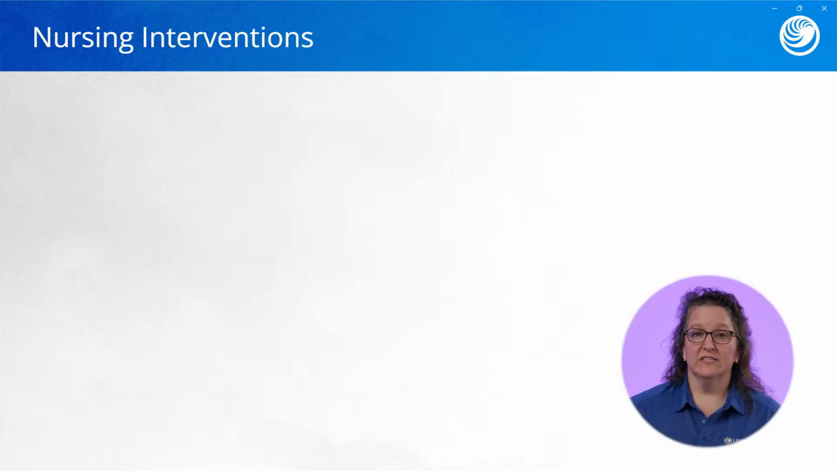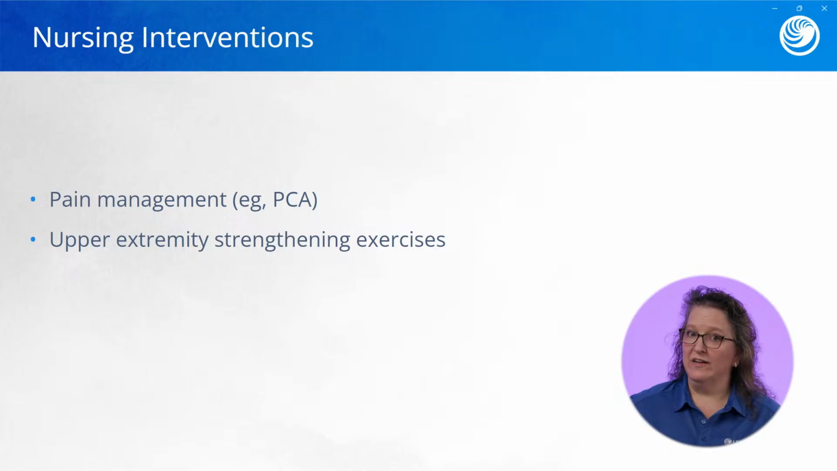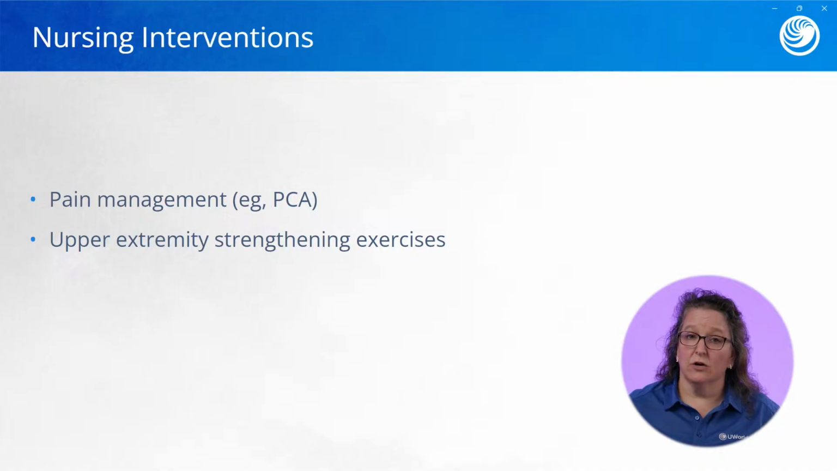Nursing interventions for this client includes pain management. We want to make sure we're monitoring it and also addressing any sort of pain that they're having. We want to encourage upper extremity strengthening exercises. Sometimes these clients have a trapeze apparatus on their bed. They can lift themselves on that trapeze apparatus, or they could even push themselves up in bed with their arms.